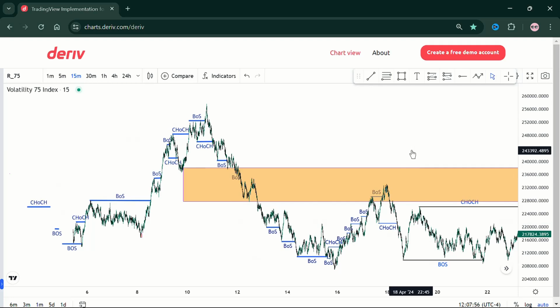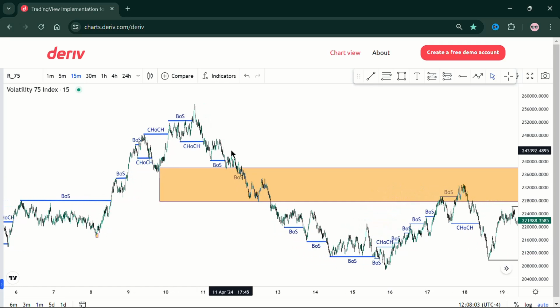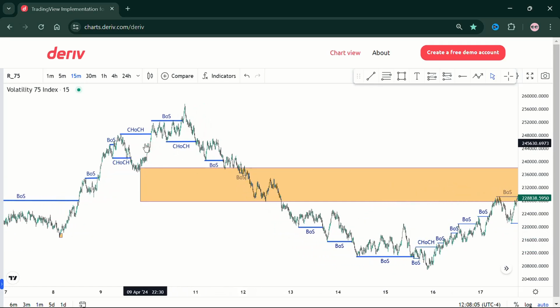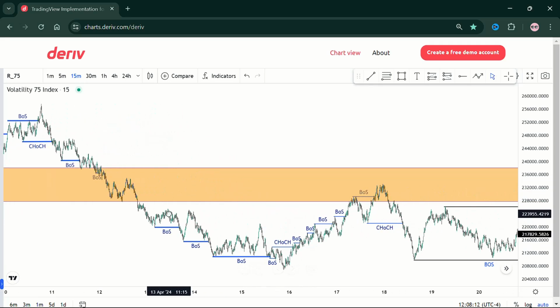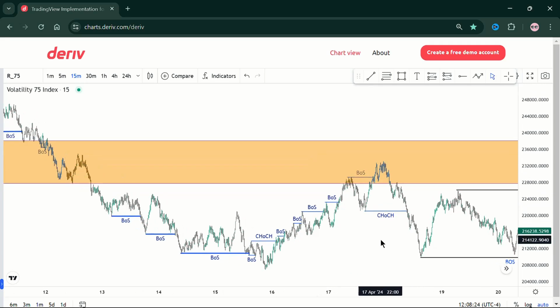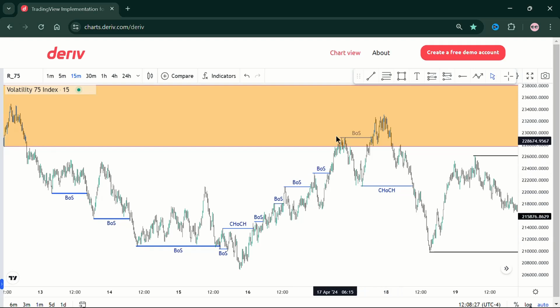Okay, so on your analysis chart, you are already drawing your change of character, break of structure. Now you can see how the market is moving. The market was making changes of character, break of structure. Here it was just going down. Now this is the reason you need to know your daily bias. When the market reaches this zone, even if the market is breaking structure to the upside, which means you are in an uptrend.